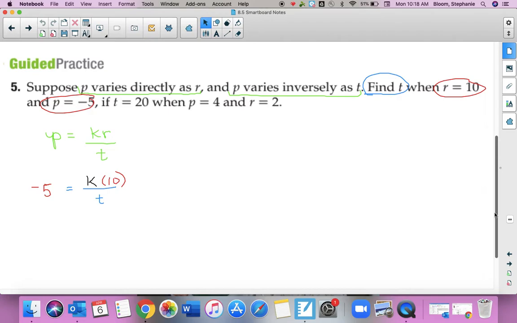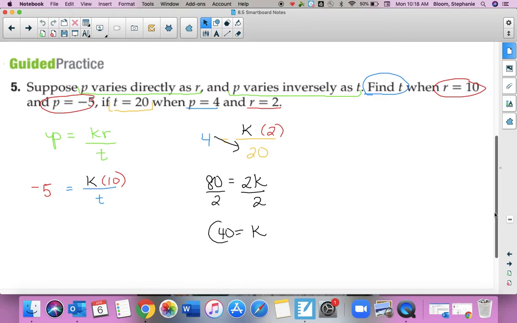But now we can use this information here to find it. If T equals 20, when P equals 4, and R equals 2. Now I can plug K in and I can use this information to find K. So I'm going to cross multiply. So 80 is equal to 2k. I'm going to divide by 2. So I know that k is equal to 40.